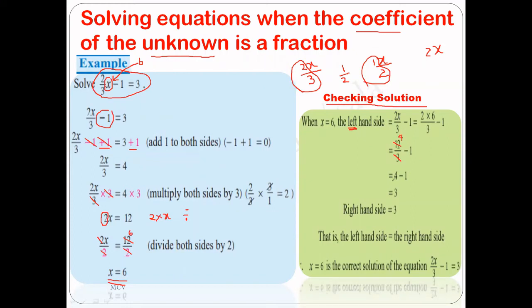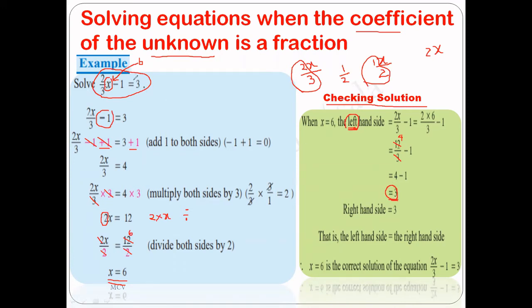4 minus 1 is 3. Now what have you obtained? Here the left hand side equals 3. What about the right hand side?